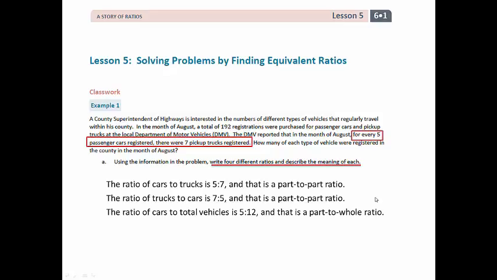Another ratio, the ratio of cars to total vehicles, is 5 to 12. We got the 12 from adding 5 and 7. The 12 is the whole. The total number of vehicles includes cars and trucks. So this is called a part-to-whole ratio. The ratio of trucks to total vehicles is 7 to 12. There are 7 trucks for every 12 total vehicles. This is a part-to-whole ratio. So I've got 4 different ratios. 2 of them are part-to-part ratios, and 2 of them are part-to-whole ratios.